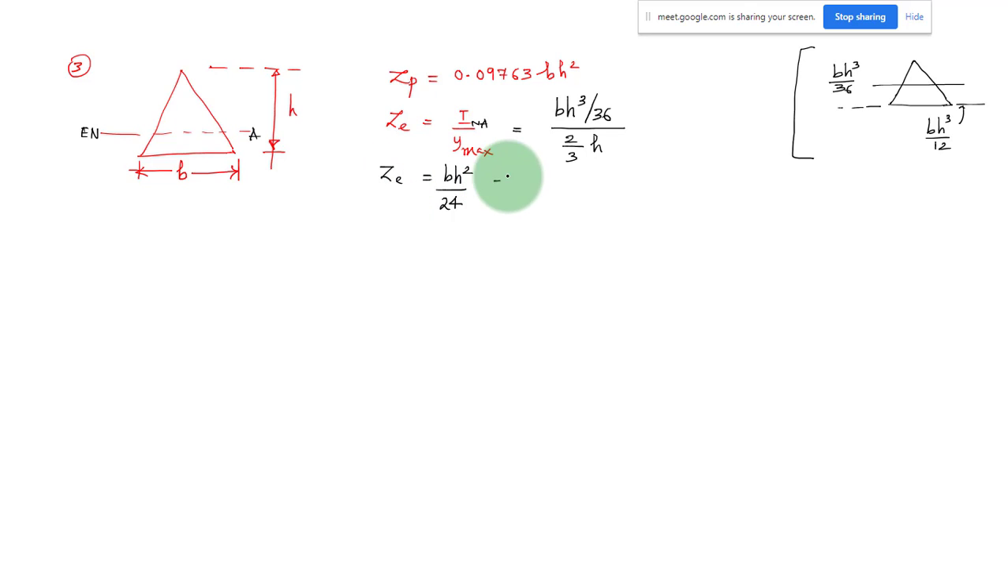Because here we have written the decimal, maybe you can write it here also if you want. Not so important. Finally, I want to get the ratio only. Finally, we have to find the shape factor, that is ZP by ZE. So what is that ratio? How much is coming?